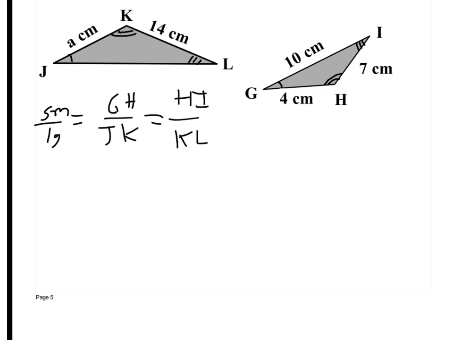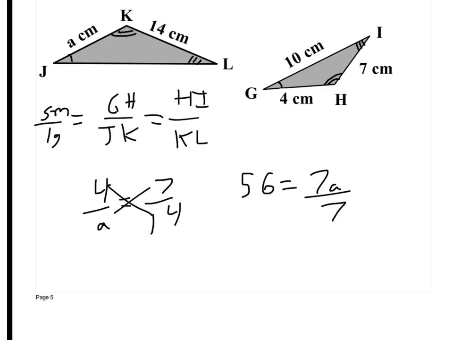Then I plug in numbers. GH is 4. JK is A. HI is 7. KL is 14. So now what I've got to do is solve for A. 4 times 14 is 56. 7A is equal to 56. So I divide by 7. I find A is 8.